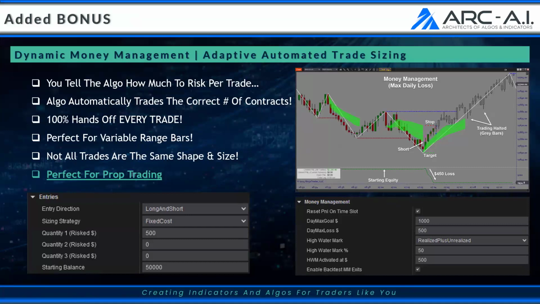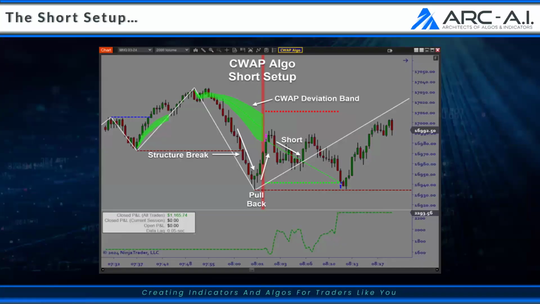The beauty of this also is that every stop is going to be different, right? You might have, let's go back here, you might have this trade, it might be 25 ticks. The next trade might be smaller, might only be 15 ticks. The next trade might be bigger, might be 35 ticks.